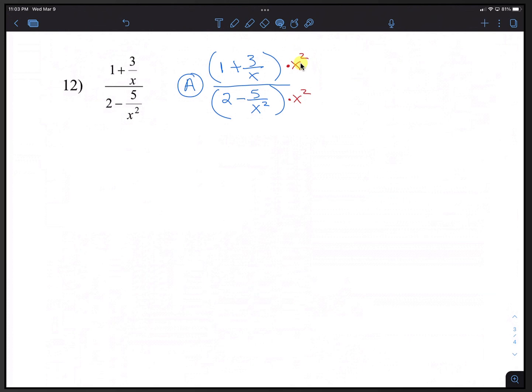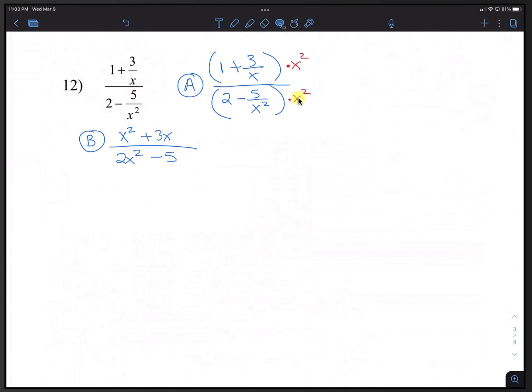We'll need to distribute, so we're multiplying x squared times 1 and also x squared times 3 over x. On the bottom, you're going to be multiplying the x squared times 2 and x squared times this fraction, 5 over x squared. So the result is what you see in step B. So that's x squared times 1 is x squared. x squared times this fraction is 3x squared over x. Well, then the x will cancel with one of the x's, so that would just leave us with 3x.